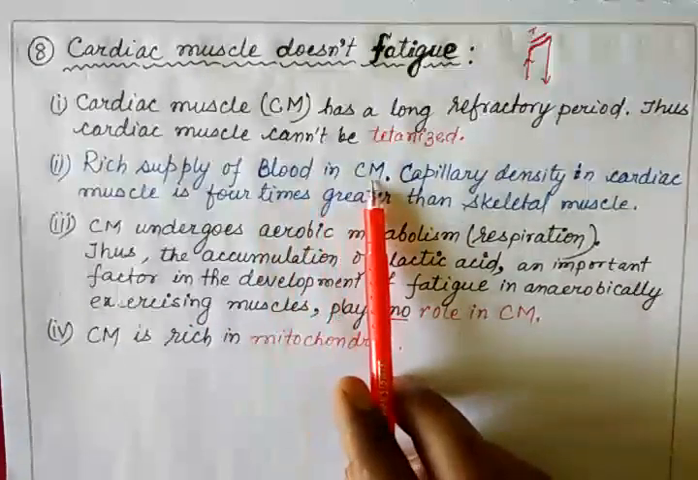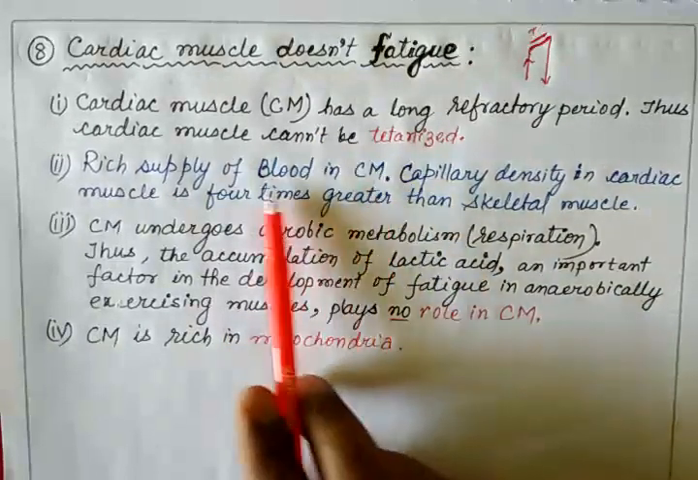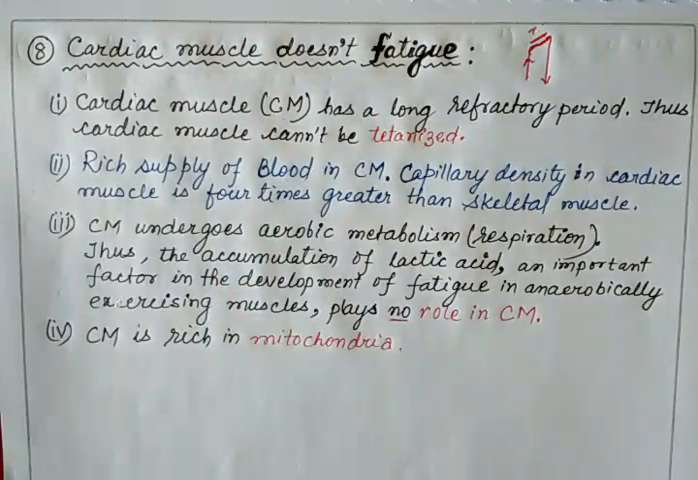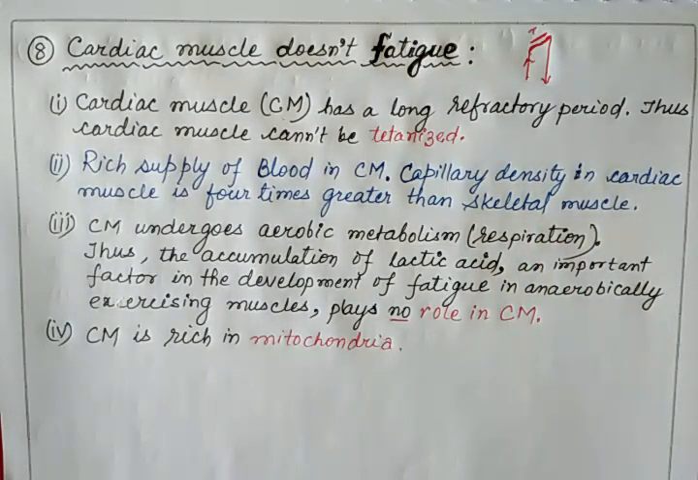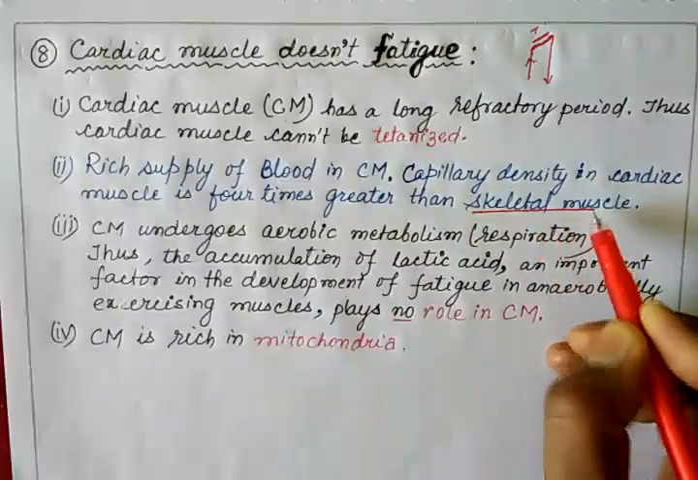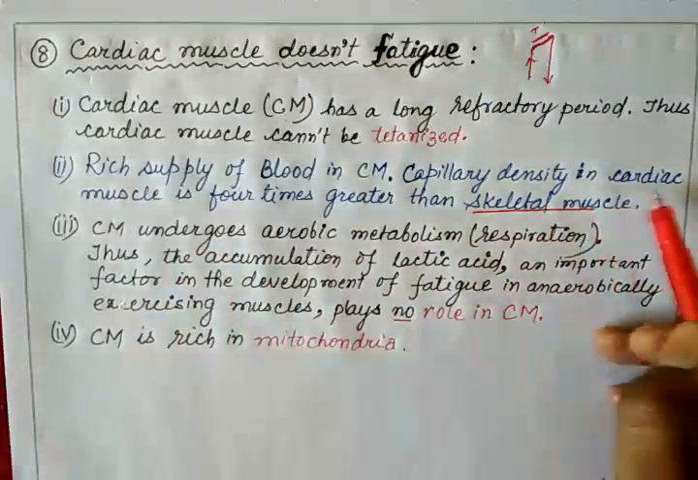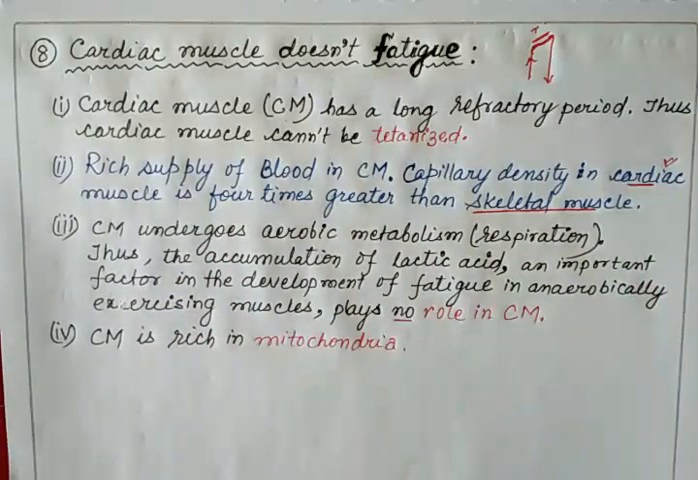Rich supply of blood in cardiac muscle. In short form I have written here cardiac muscle. That's why I am writing CM. So cardiac muscle has a rich supply of blood. And capillary density in cardiac muscle is 4 times greater than the skeletal muscle. आप देखिए skeletal muscles में जितने blood capillaries होते हैं उसका 4 गुना ज़्यादा blood capillaries cardiac muscles में होते हैं. That is one of the important reasons why cardiac muscle does not fatigue.